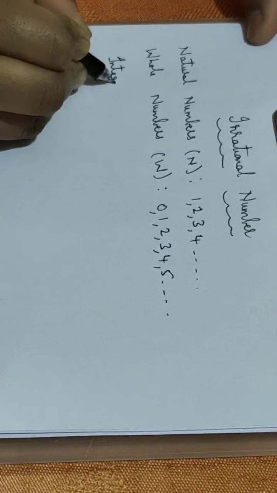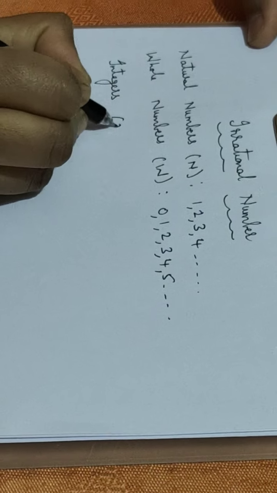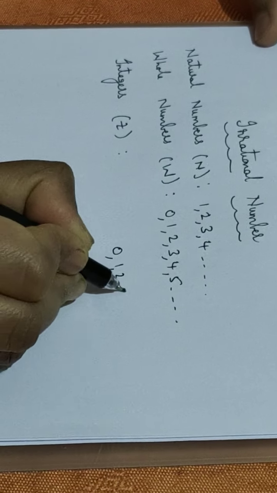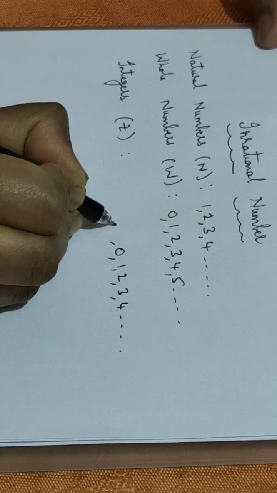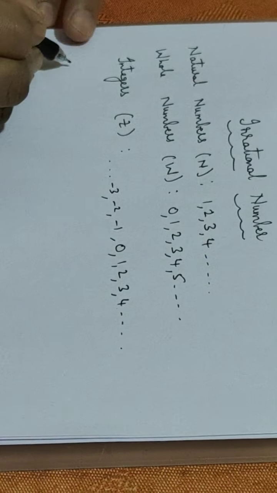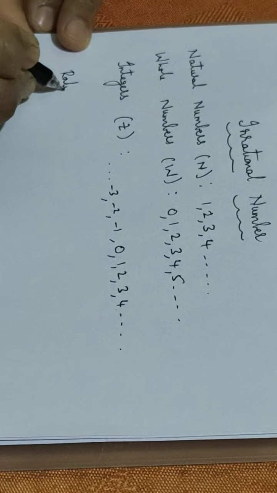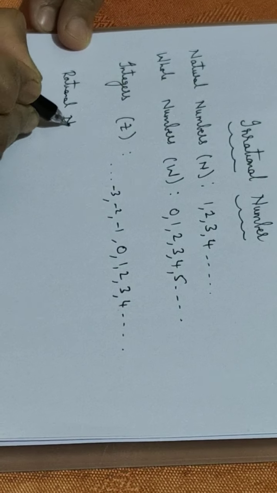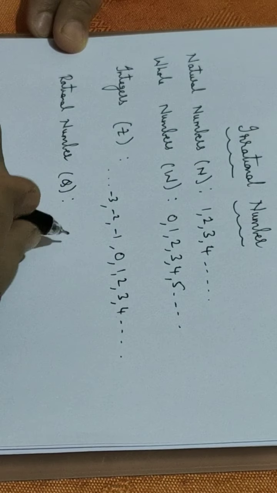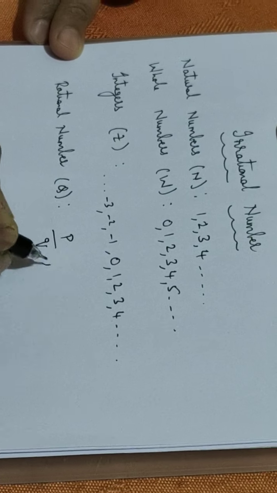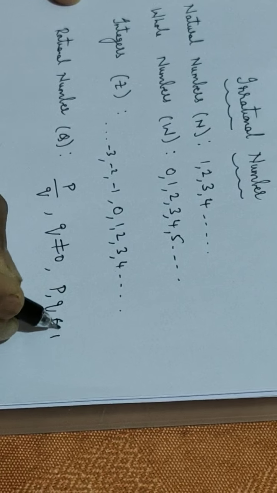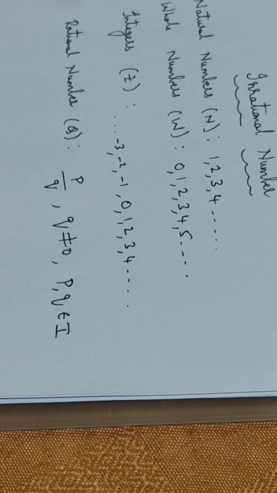Next we have integers, denoted by Z, that is 0, 1, 2, 3, 4, and so on, and minus 1, minus 2, minus 3, and so on. Next we have rational numbers, denoted by capital Q. Numbers which are in the form of p by q, where q is not equal to 0 and p, q belong to the set of integers, are called rational numbers.